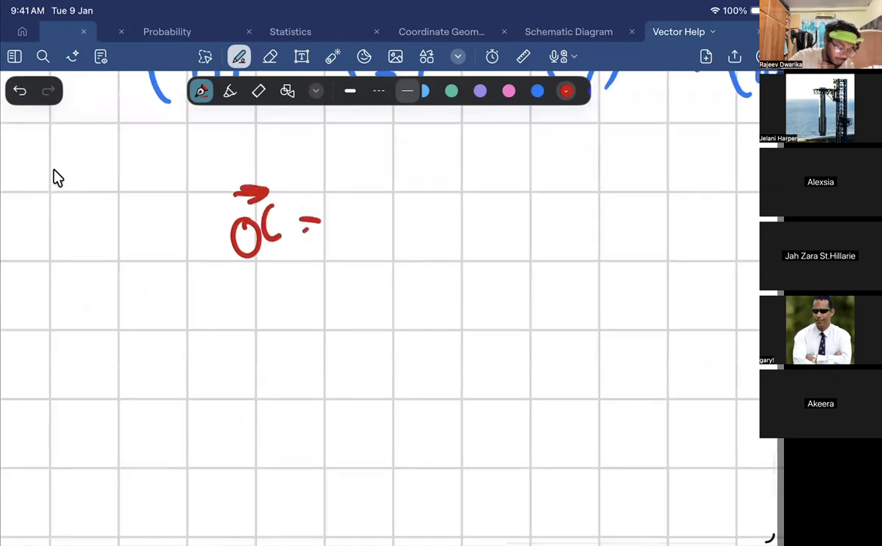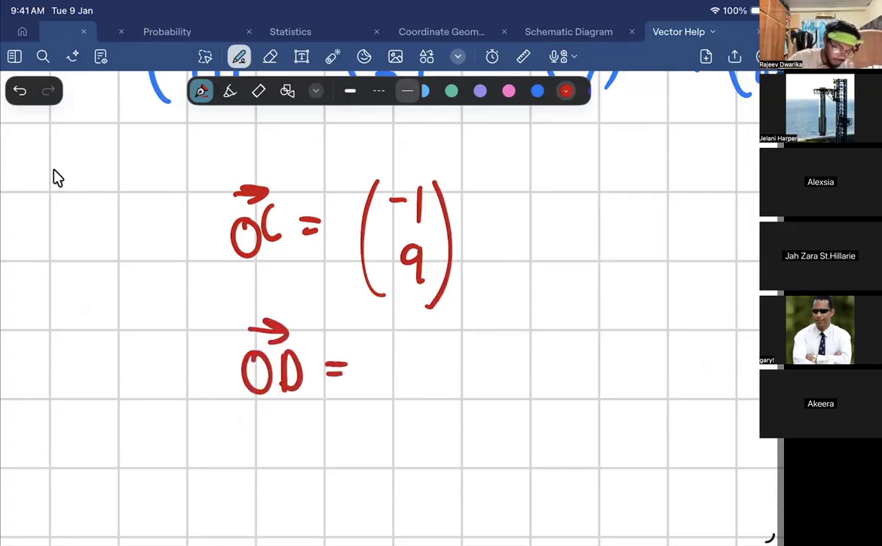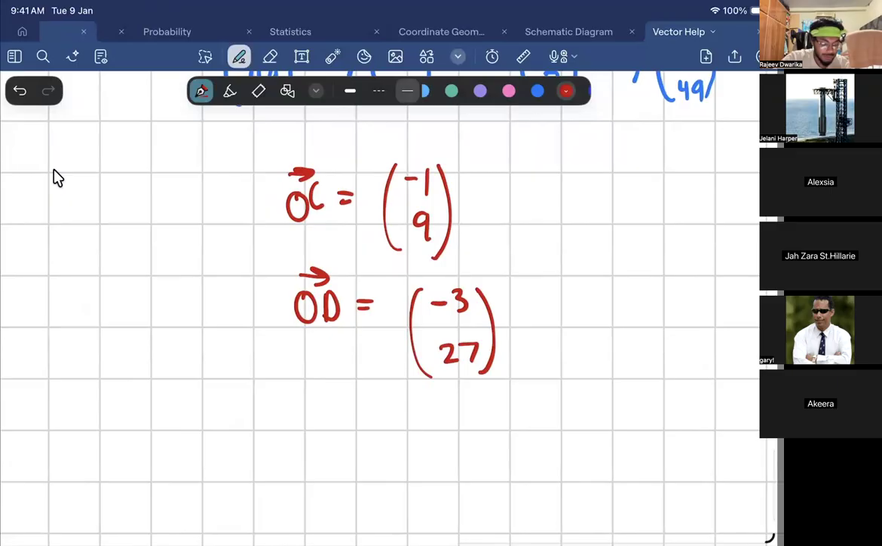Vector OC is minus 1, 9. Vector OD is minus 3, 27. Tell me, right, Jazara, would these two vectors be parallel? Yes, sir. You are correct, Jazara. So, Jazara, tell me, how could I write that? So I could say one is equal to what times the other one? What could I say?